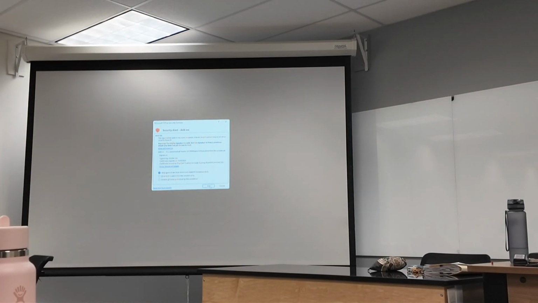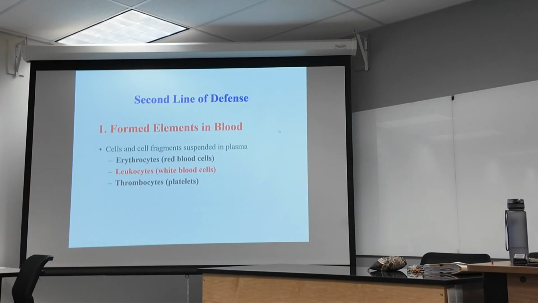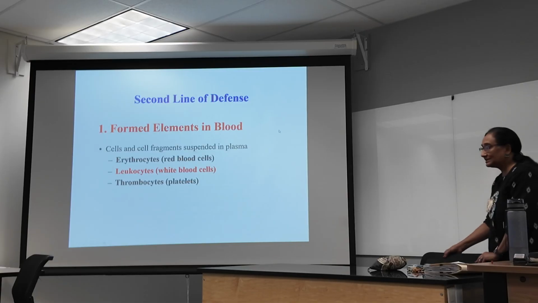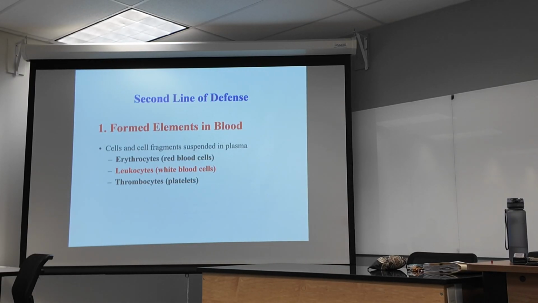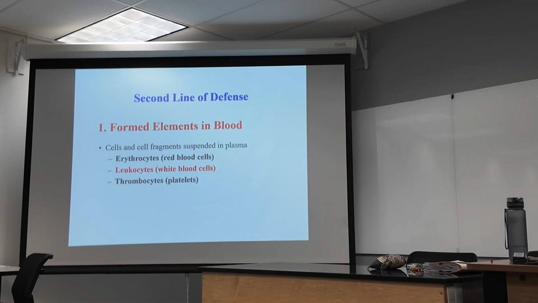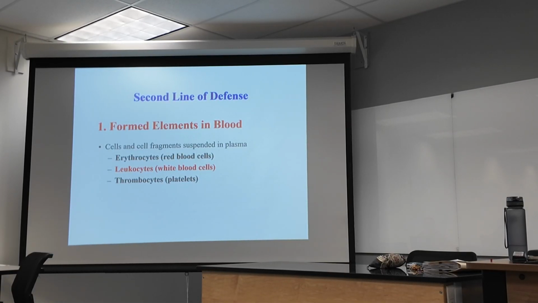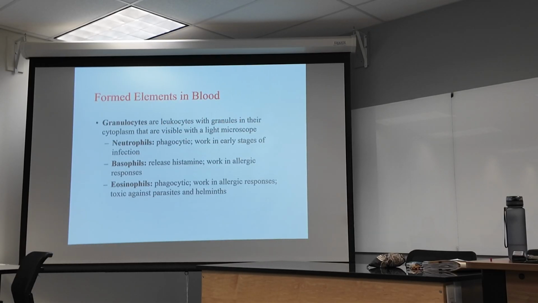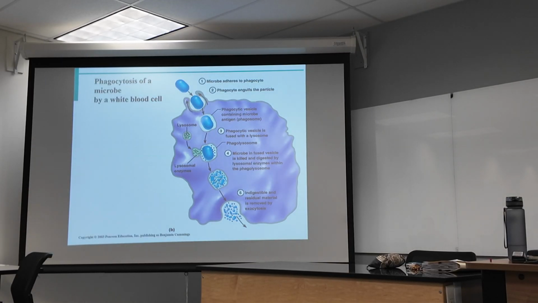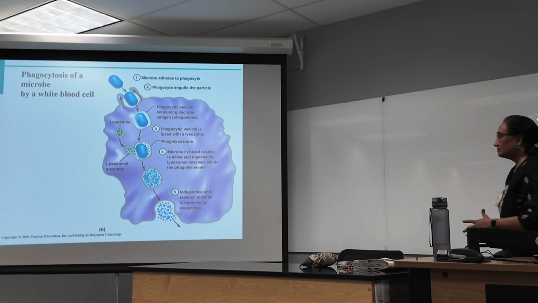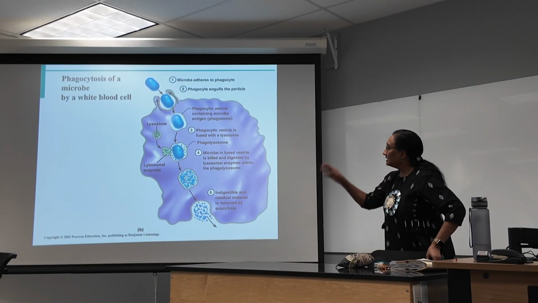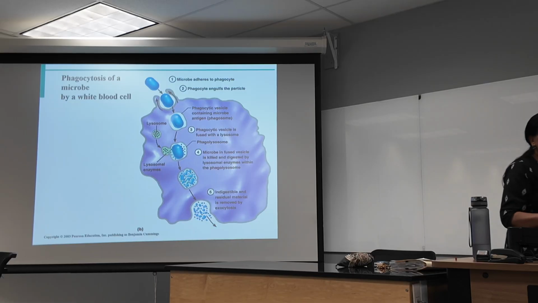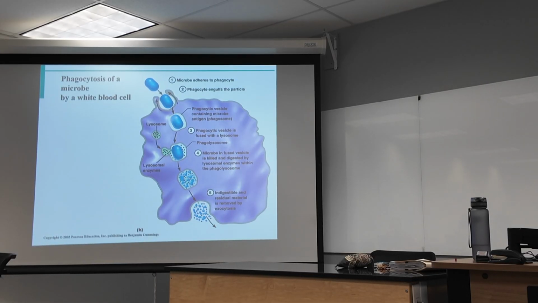Immunity. We were talking about the second line of defense, which is your blood cells. We talked about all the different types of white blood cells and how they function in each type of infection. Okay, so we ended here. We talked about phagocytosis and how phagocytosis occurs. This is a very simplified diagram of phagocytosis.